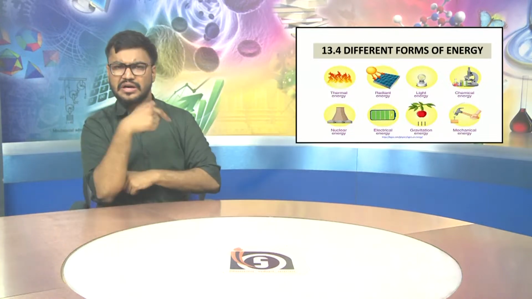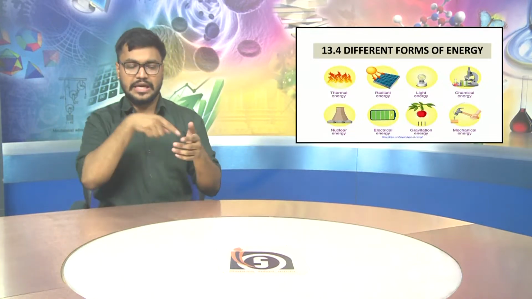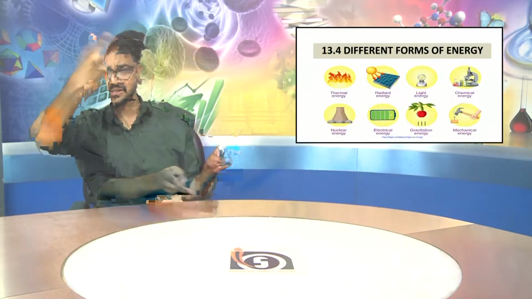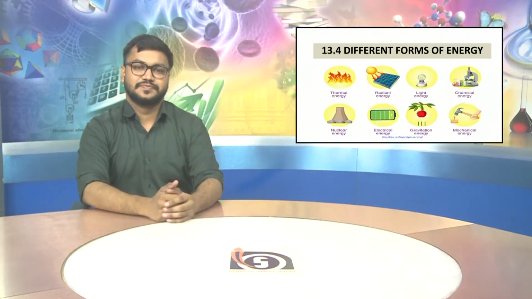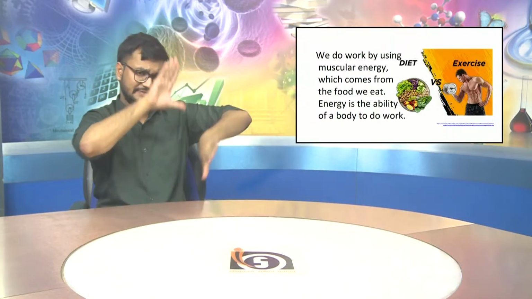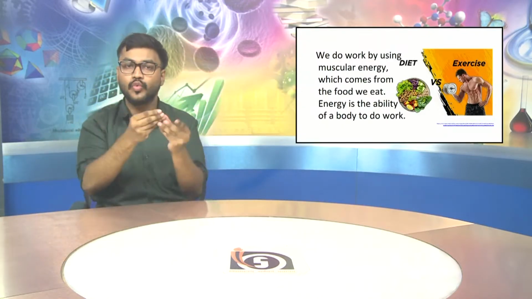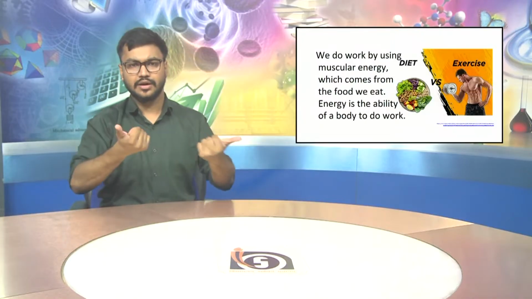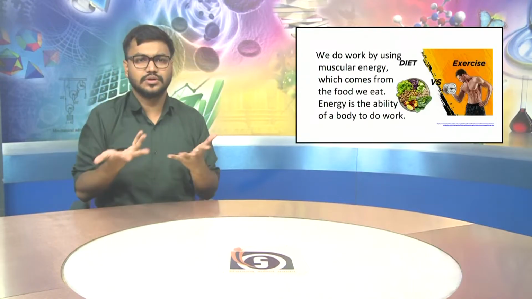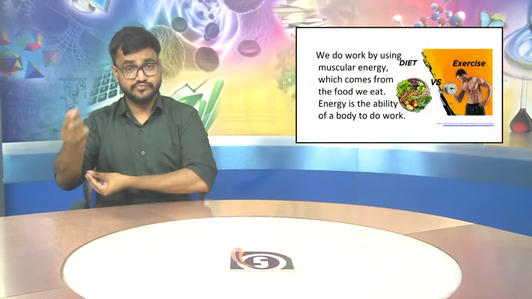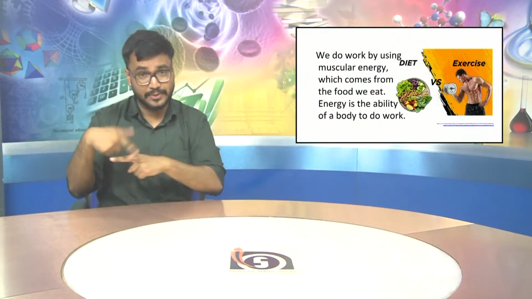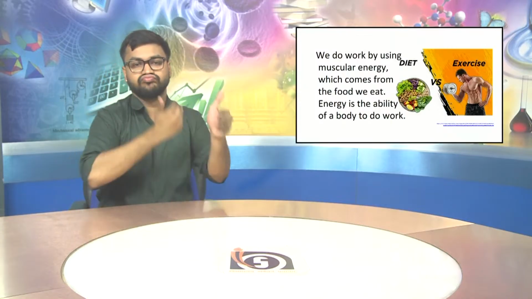Different forms of energy. There are various forms: light, chemical, nuclear, electrical, etc., which comes from the food we eat. And as we know that energy is the ability of a body to do work, etc.